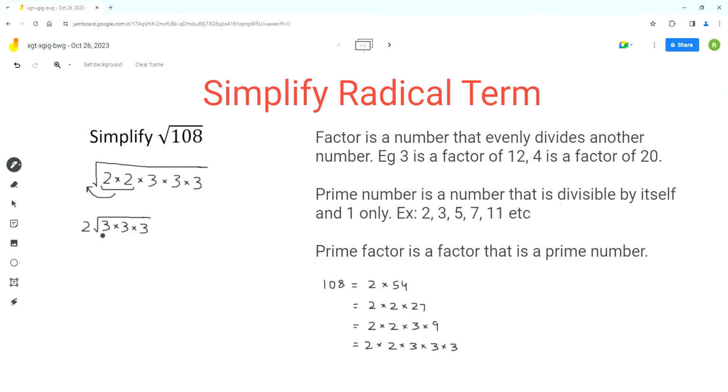We can analyze another pair. So there's a pair of 3 under the square root. So this pair will come out as a single 3 in front of the square root and will multiply 2 by 3. And now we are left with just a single 3 under the square root. And now we can do 2 times 3, which is equal to 6. Now we cannot simplify this number any further because there is only a single 3 under the square root. We cannot take that out of the square root in any way. So this should be the final answer for the simplified form of square root of 108.